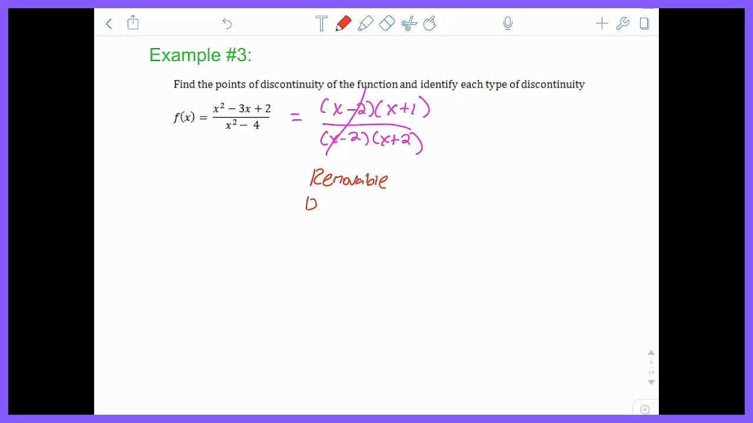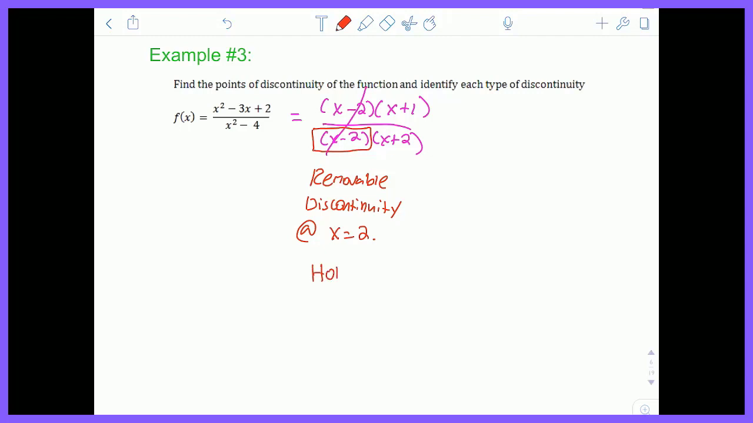Whenever you have a cancellation like this, this is a removable discontinuity, and that's going to be located at x equals positive 2. Of course, the question is, what is the value that would make this denominator equal to 0? And that would be positive 2. So positive 2 plugged into there would make 0. So that's a hole.